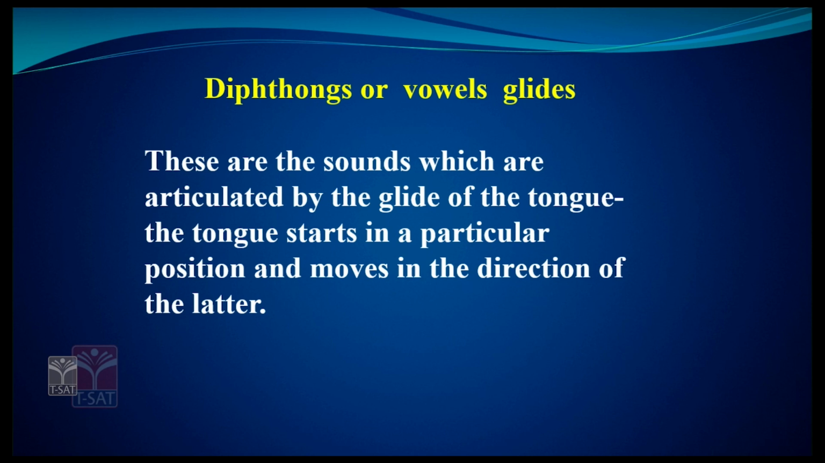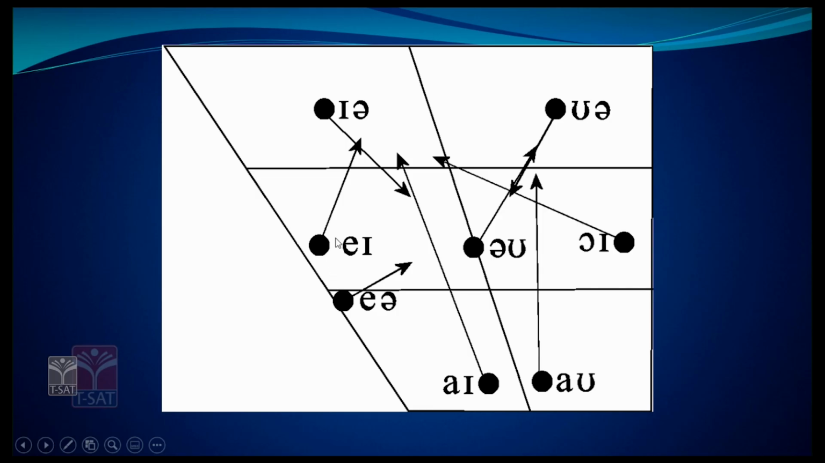But when you come to diphthongs, it is totally different. These are the sounds which are articulated by the glide. That means the tongue starts its position at a particular vowel sound and shifts to another vowel sound. So, this is what we call the glide. So, these are the glide vowels, as in A moves to I and it makes the sound in "I", and O glides towards I as in "boy".